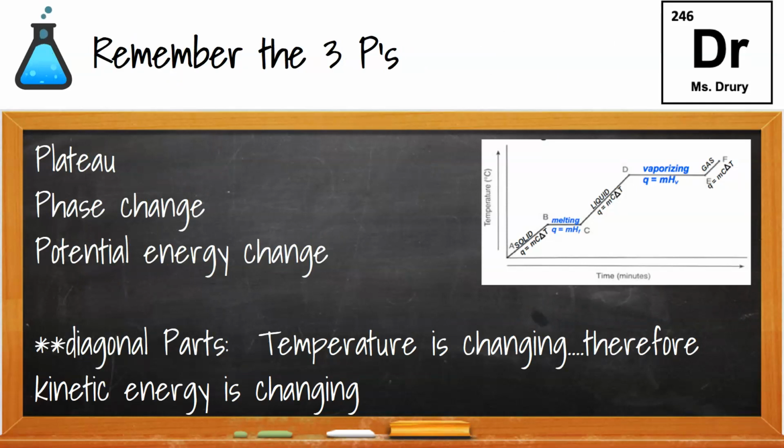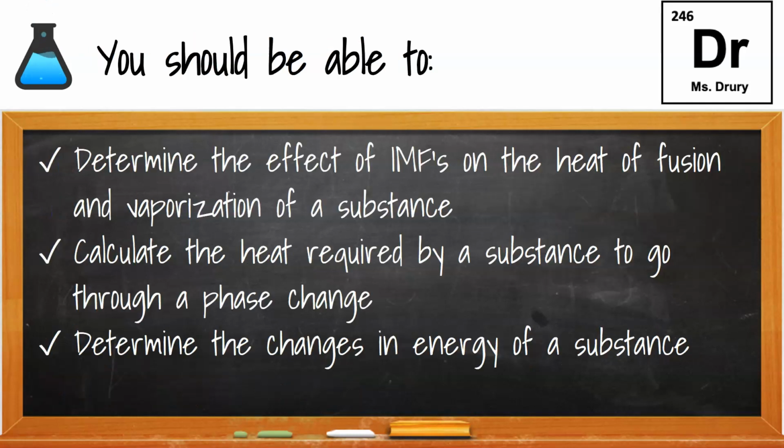So remember the 3 P's. If it's plateauing, it is a phase change with potential energy, and those diagonal points are temperature changing, and therefore it is kinetic energy or mc delta T. At this point, you should be able to determine the effects of IMFs on the heat of vaporization and fusion, calculate the heat required by a substance to go through a phase change, and determine the changes of energy of a substance.